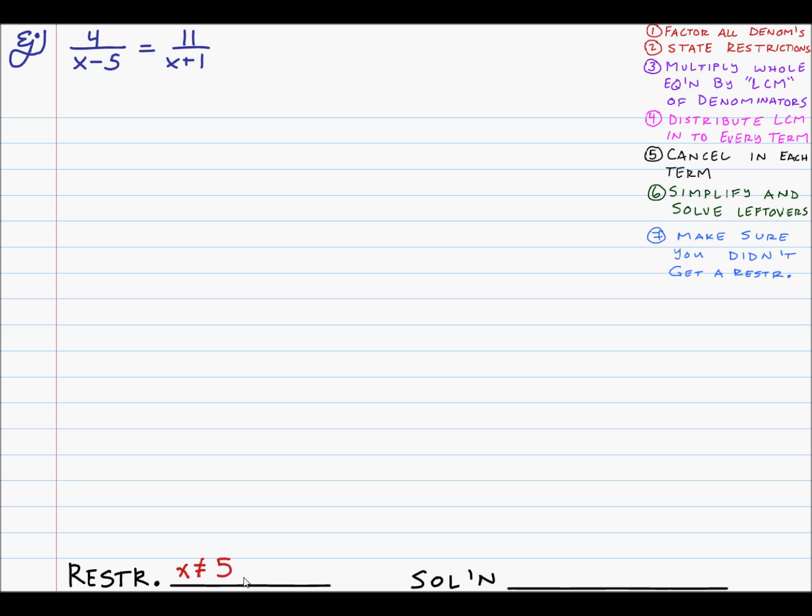Good. Excellent. I'm assuming that you did it. Thank you, Evan. X equals 5 cannot equal 5 because x equals 5 would make the first denominator equal to 0.